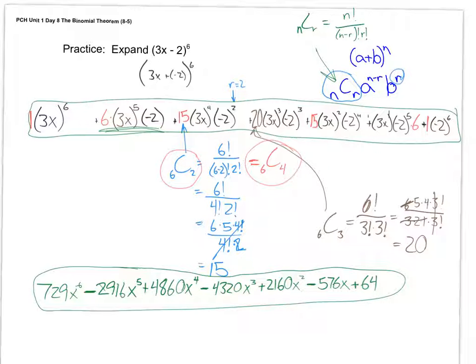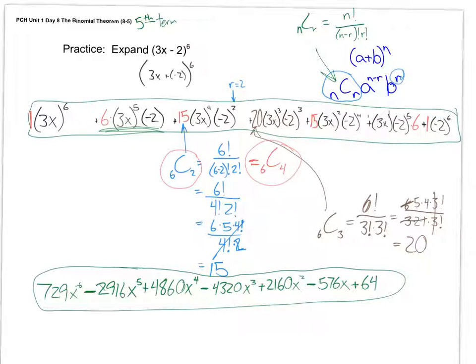But you may have a question on a test where I say, what's the fifth term of this expansion? So that's where, okay, fifth term, that means r must equal 4. Remember, the term number is always r plus 1. So if I'm trying to find the fifth term, 6.